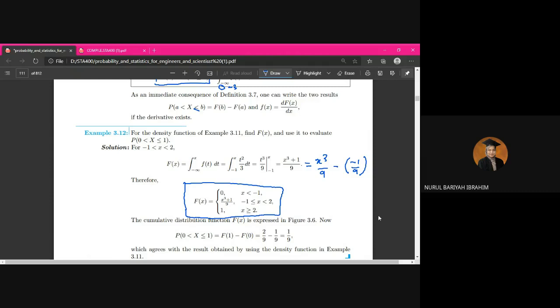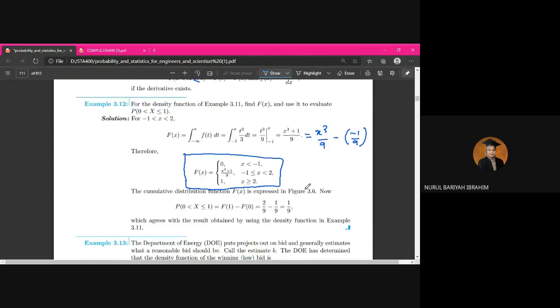Okay, let's see this. Dia kata kat sini, find and use the capital Fx to evaluate probability of X more than 0, less than or equal to 1.